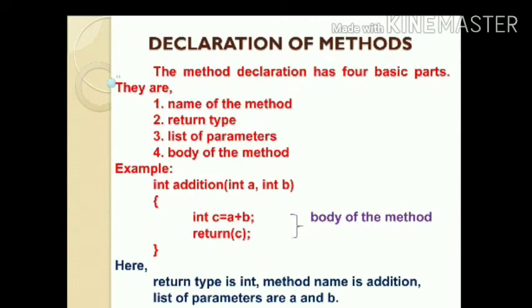Next, declaration of methods. The method declaration has four basic parts. They are the name of the method, return type, list of parameters, and body of the method. For example, addition is the name of the method, the return type is int, and the list of parameters are a and b, both are integer type. The body of the method is int c equal to a plus b, and return the value of c to the main program.